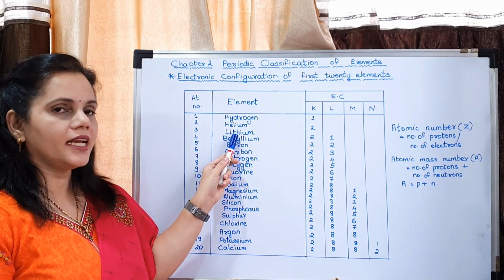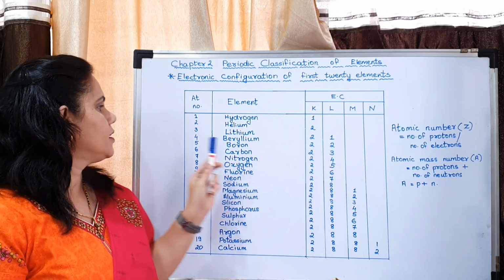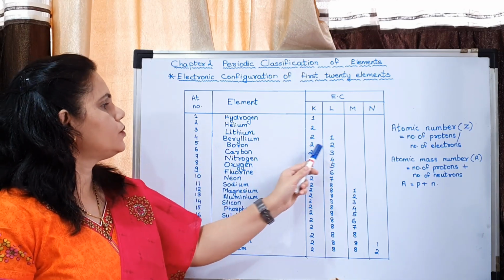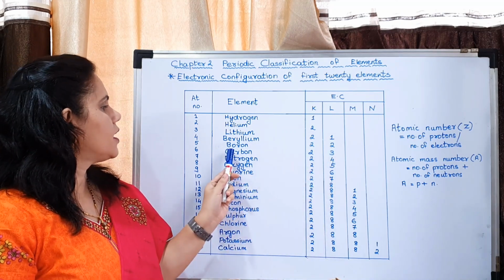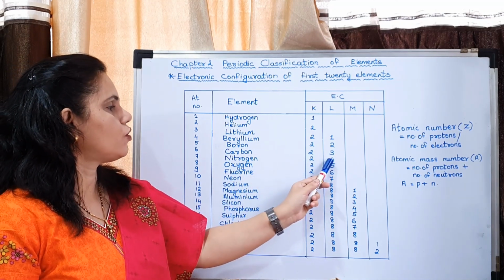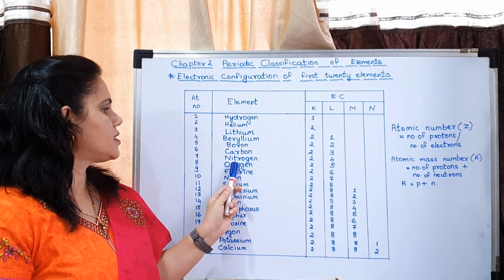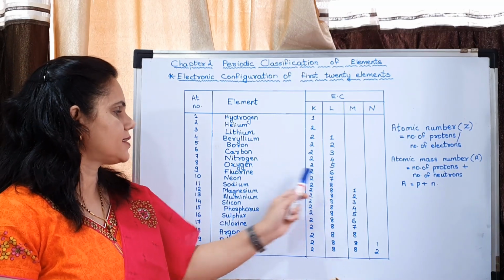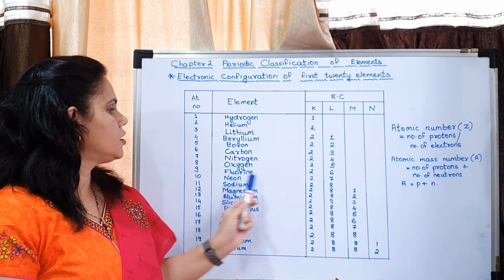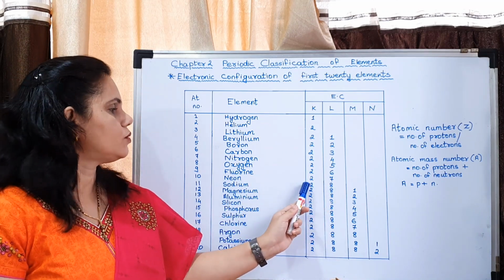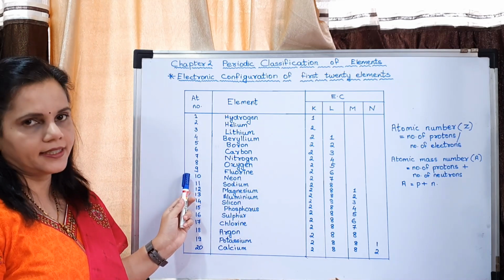Third, lithium, it is 2 1. Beryllium 2 2. Boron 2 3. Carbon 2 4. Nitrogen 2 5. Oxygen 2 6. Fluorine 2 7. Neon 2 8. So 2 plus 8 will give you 10. The atomic number of neon is 10.